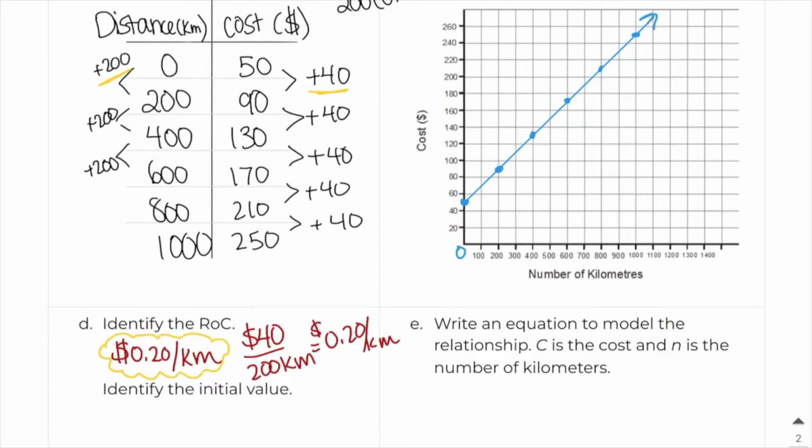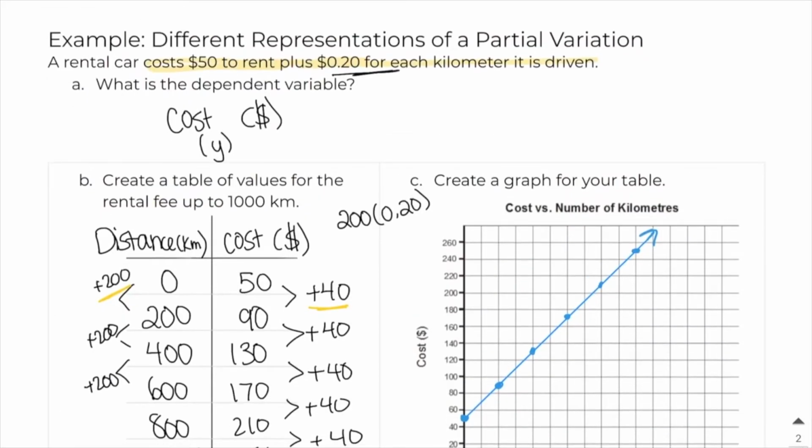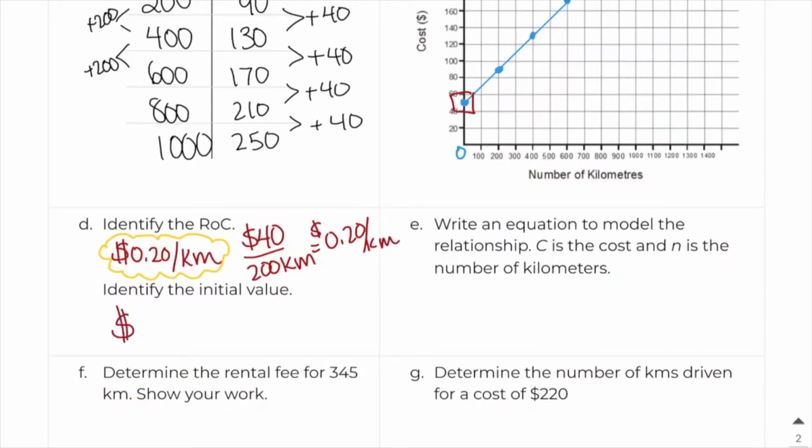Now we need to identify our initial value. So we can identify our initial value several different ways. We can look at the description and it tells us that it costs $50 to rent. So we know that initially we're going to pay $50. We also know from our chart because it tells us if you go 0 kilometers, you'll still pay $50. And we know it from our graph because our graph starts on the y-axis at $50. So our initial value is $50.